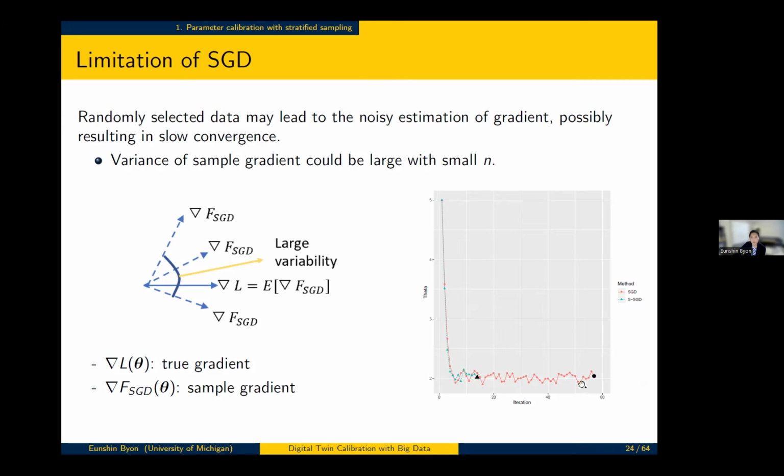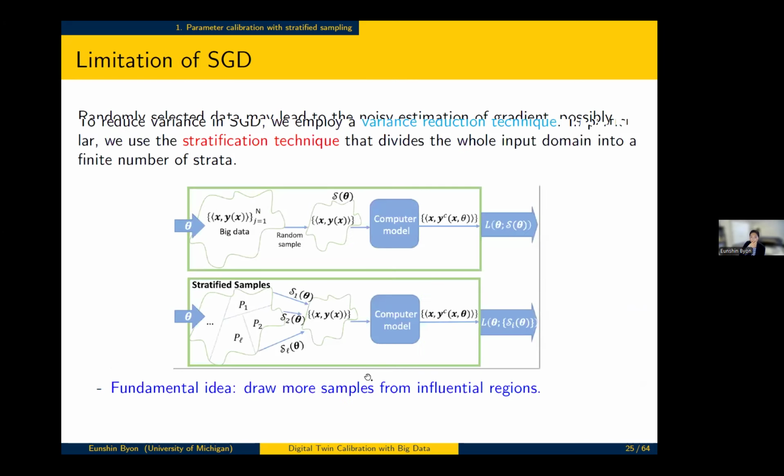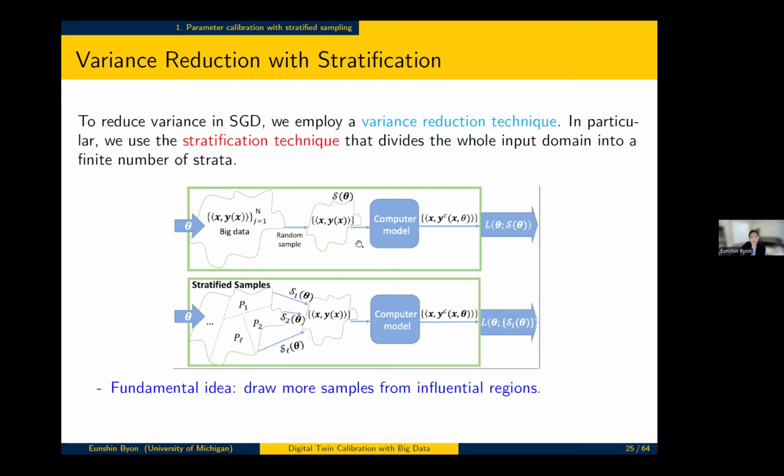And it takes time until convergence. So we want to reduce the variance of this sample gradient to reduce the number of iterations, so we can calibrate the parameter in a more computationally efficient way. To reduce the variance, we employ a variance reduction technique. There are several variance reduction techniques, and here we use stratified sampling.